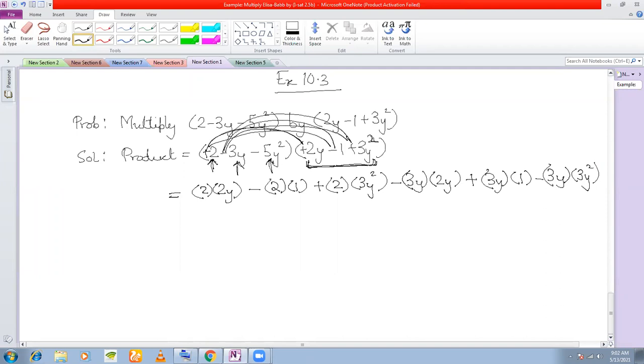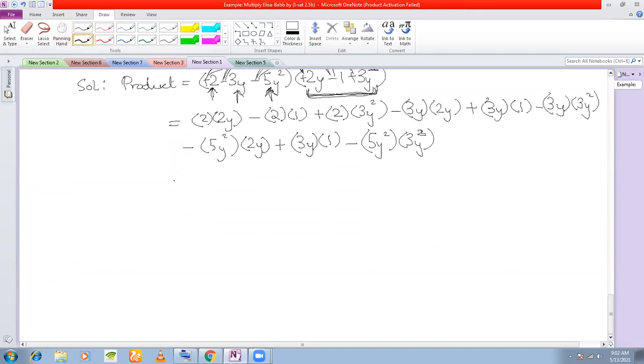So we now multiply this one, 5y square, with all of these. So what we'll do here is this minus combined with this plus to give you a minus 5y square into 2y. Again, this minus will combine with this minus to give you a plus 3y into 1. Again, finally this minus sign will combine with this plus sign to give you a minus sign, 5y square into 3y square. And now we shall multiply all these and then simplify. Look for like terms and then simplify.